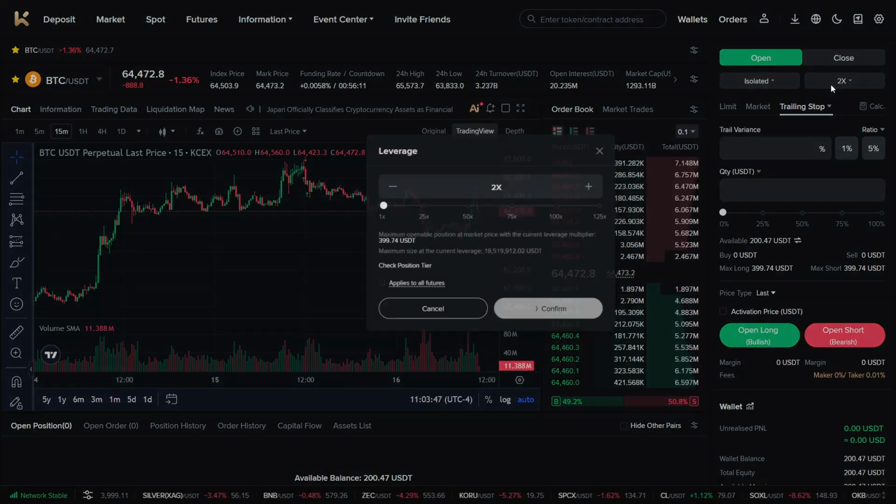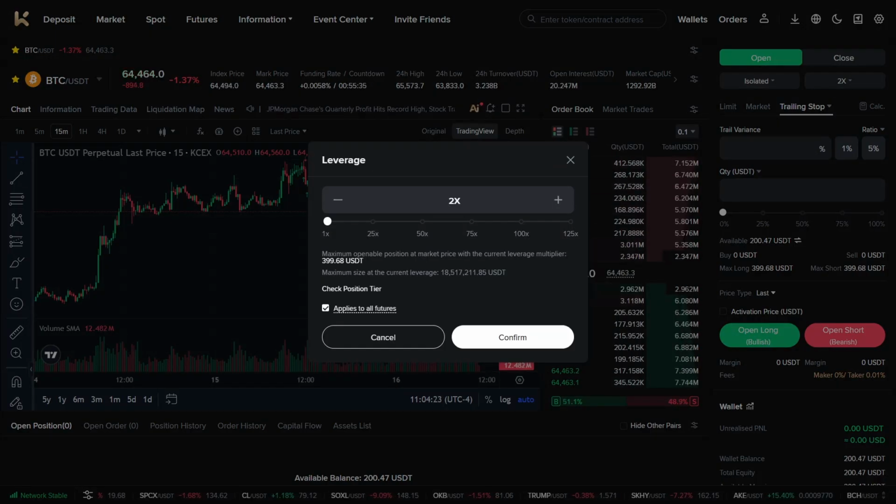Beside isolated, we have leverage. Leverage lets us control a position larger than the margin we provide. At 3x leverage, roughly $1 of margin controls about $3 of position value. That means every price movement has a larger effect on our margin. Higher leverage, though, also moves the liquidation price closer to the entry. Liquidation is when the exchange force closes the position because the remaining margin can't support it.